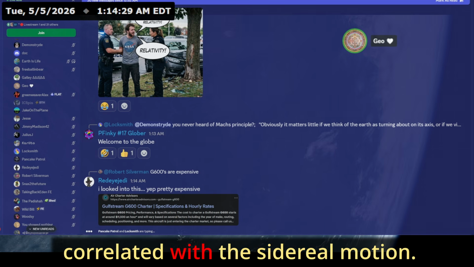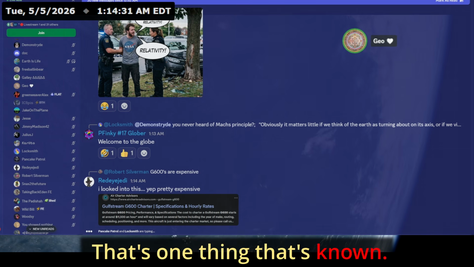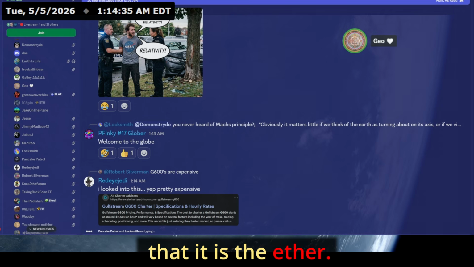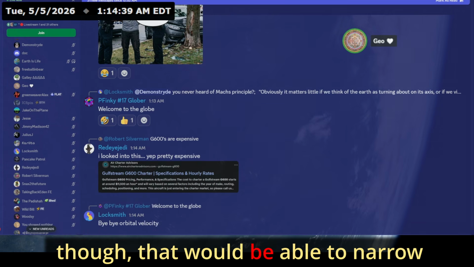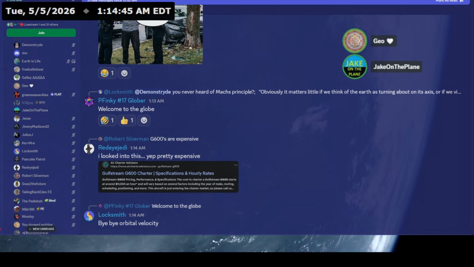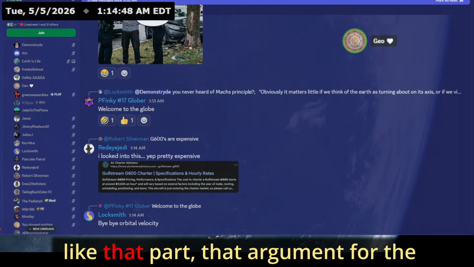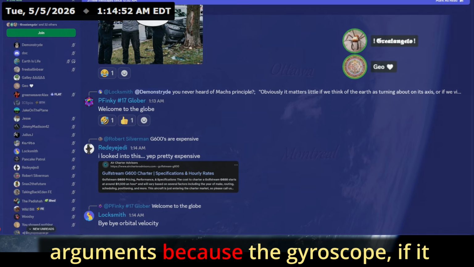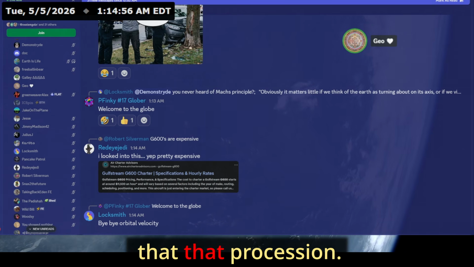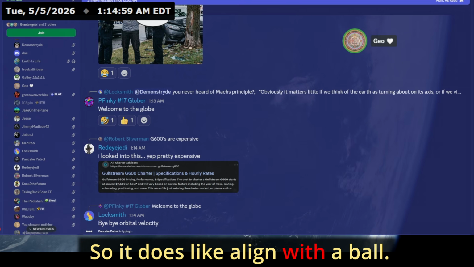Yeah, we know it's correlated with the sidereal motion. That's one thing that's known. Unless you could tap into or manipulate the ether to show that it is the ether. I think there are tests we could do that would narrow things down quite a bit. Has anyone ever demonstrated the mechanism? I would even say that argument for the globe is actually one of the stronger arguments, because the gyroscope, if it was on a ball, would actually pick up that precession.